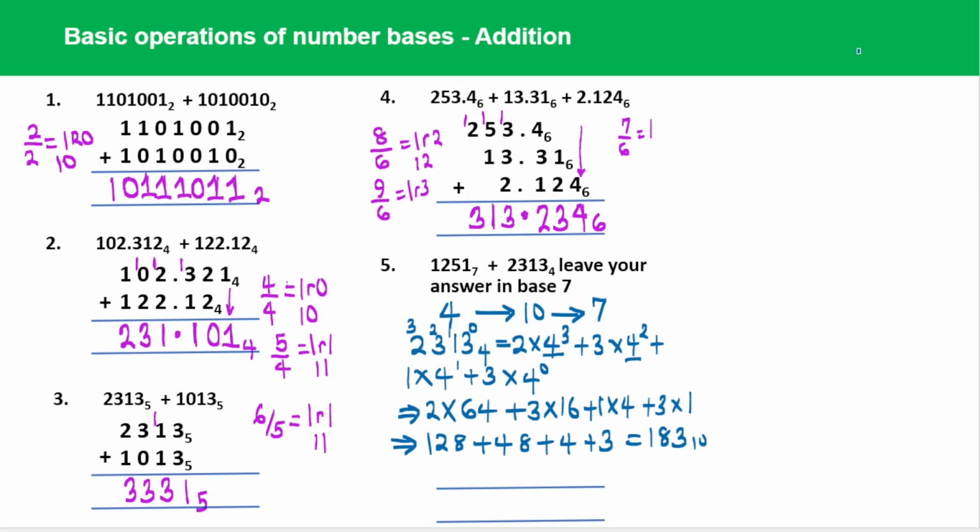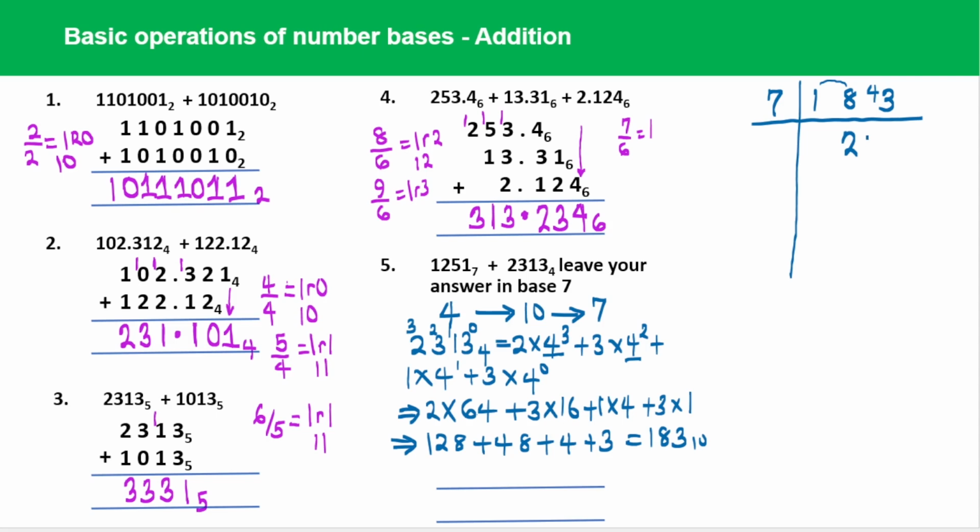Now how do you convert from base 10 to base 7? Yes, we use the long division repeated method. So we divide 183 by base 7. 7 in 1 is impossible, so we combine 1 and 8 to make 18. 7 in 18 will give us 2. 7 times 2 is 14. There will be a remainder of 4.